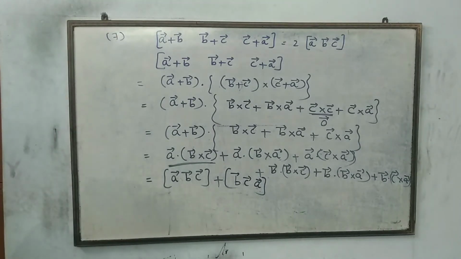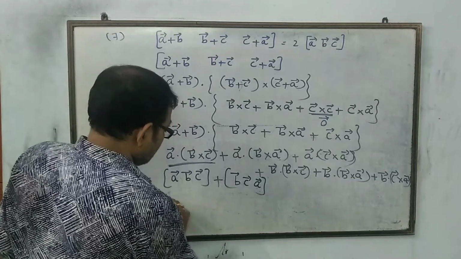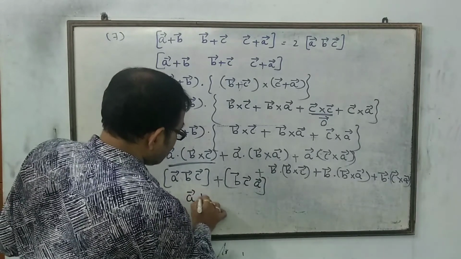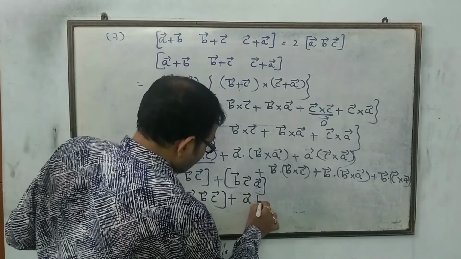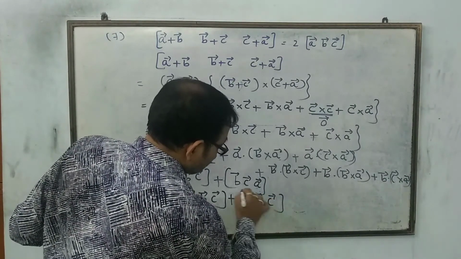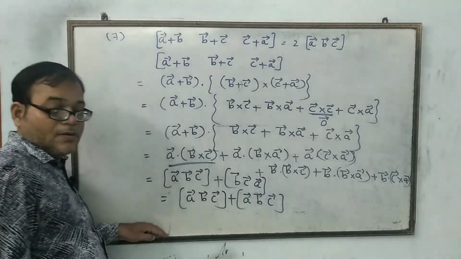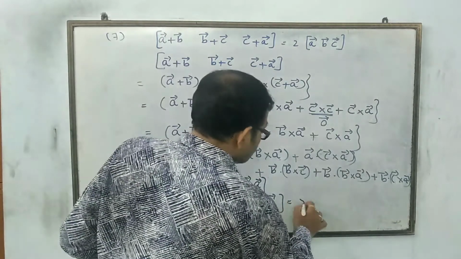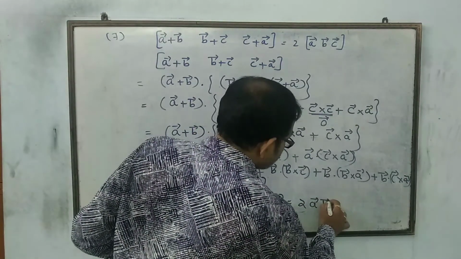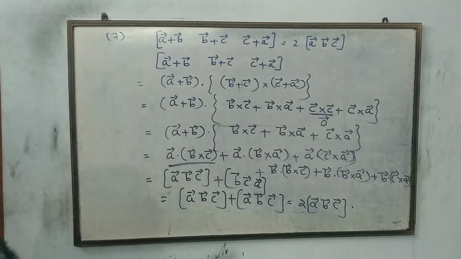ABC plus BCA. But there is a property that ABC is the same as BCA, so I can replace BCA with ABC again, because ABC equals BCA equals CAB. If you have watched the previous videos, then you would have cleared your fundamentals. ABC plus ABC, the answer is 2ABC. Pause the video to note it down.